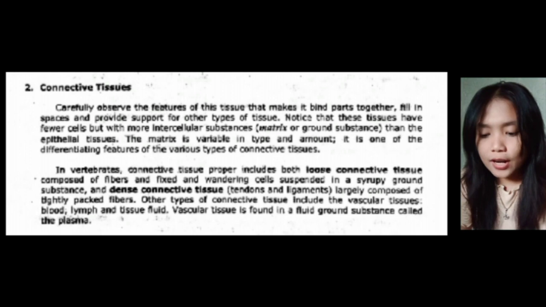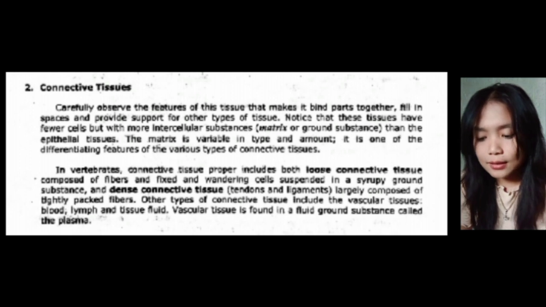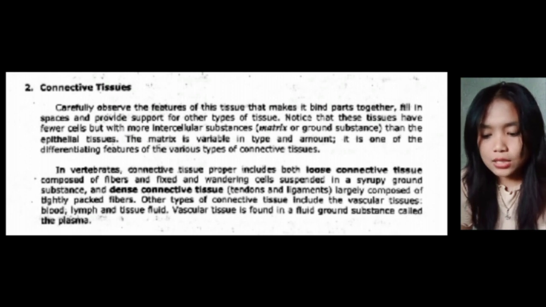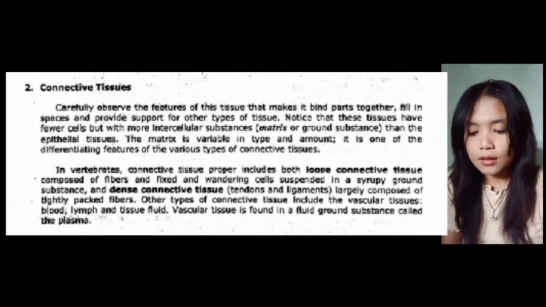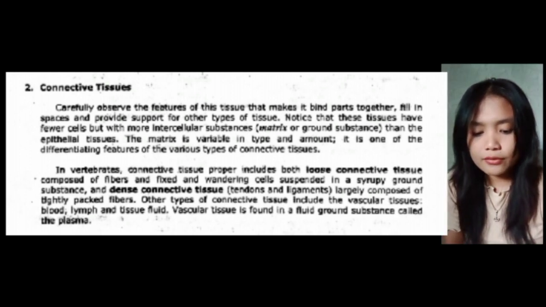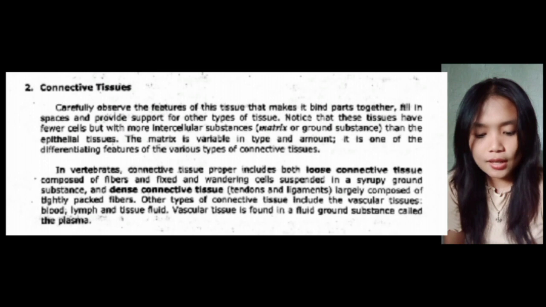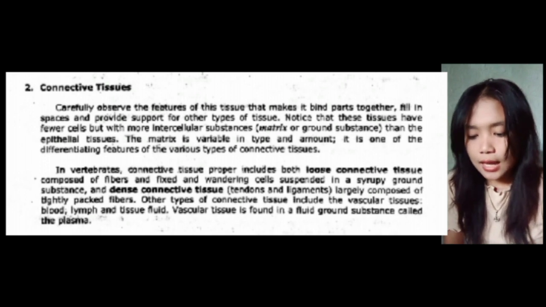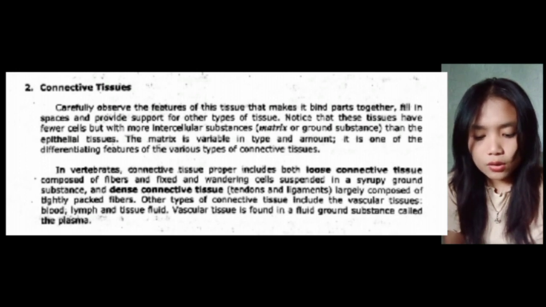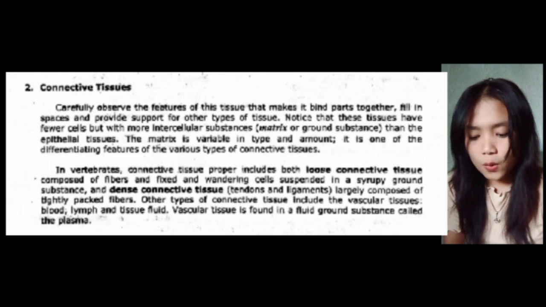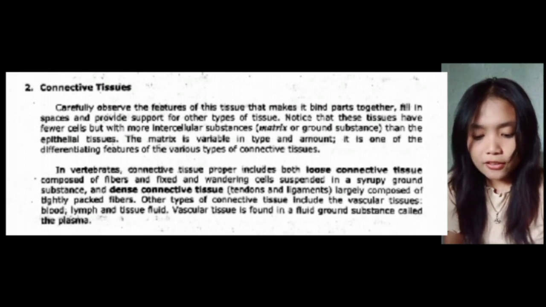The matrix is variable in type and amount. It is one of the differentiating features of the various types of connective tissues. Invertebrates' connective tissue proper includes both loose connective tissue, composed of fibers and fixed and wandering cells suspended in a syrupy ground substance, and dense connective tissue, such as tendons and ligaments, largely composed of tightly packed fibers.